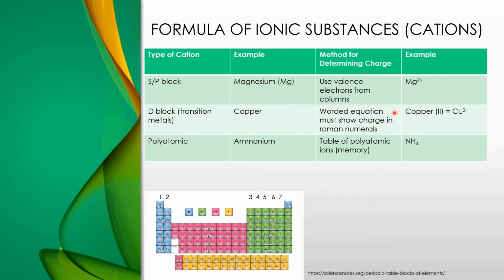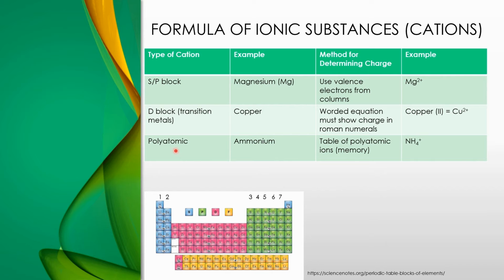So if you're given a worded equation, the way that you determine the charge is by the Roman numerals that are provided. You can't just assume what the charge of copper is. You have to be told, otherwise you can't solve the problem. So if it was copper 2, for example, it would be copper and then in brackets 2 written in Roman numerals, which means that the charge of this copper cation would be 2+.